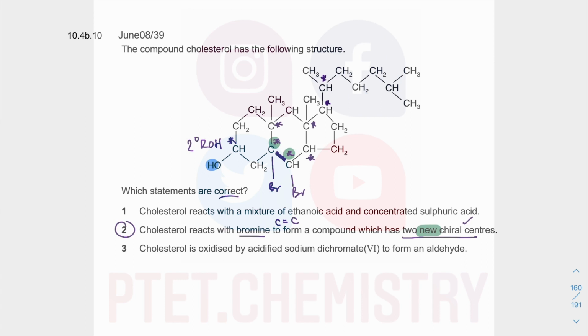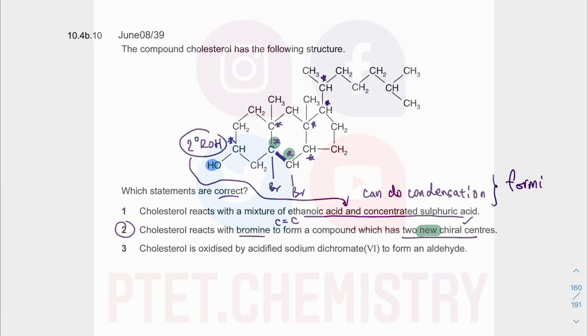Cholesterol reacts with a mixture of ethanoic acid and concentrated sulfuric acid. I have a secondary alcohol, so it can do condensation. Condensation is the type of reaction specified in the syllabus. So the thing is forming an ester. Okay, the name of the reaction is esterification, of course, but the type is condensation. So that's perfectly fine. You can do condensation there. The alcohol can lose the H, the ethanoic acid can lose the OH, and you can get an ester there.